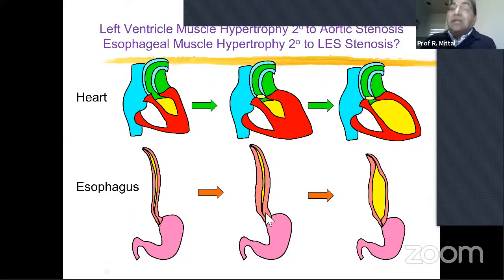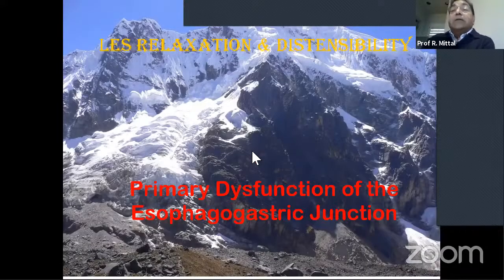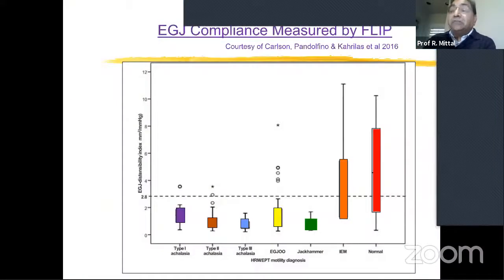And the reason I think so is because the actionable item is the lower esophageal sphincter, where you can do something about it. So another thing that I want to emphasize, and Shobha mentioned that, is LES relaxation and distensibility. There are two functions of the lower esophageal sphincter. We always talk about relaxation, and manometry measures the relaxation. It does not measure the opening function of the lower esophageal sphincter.